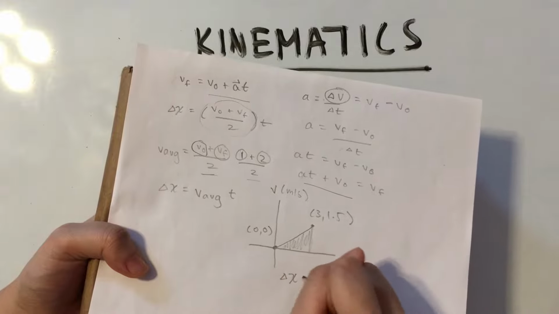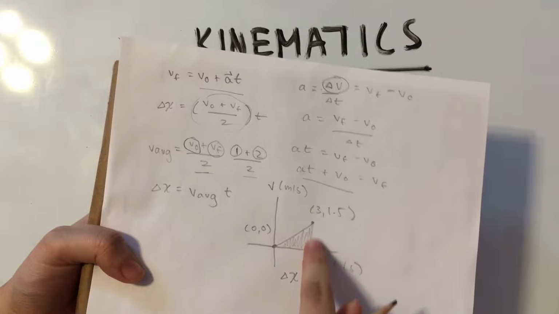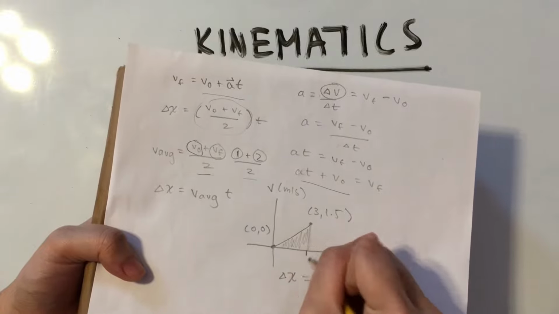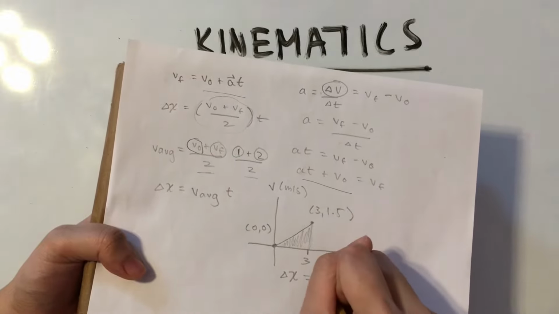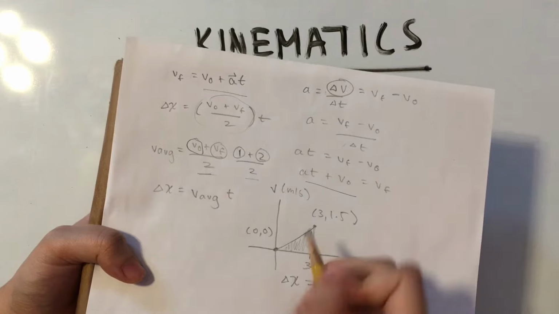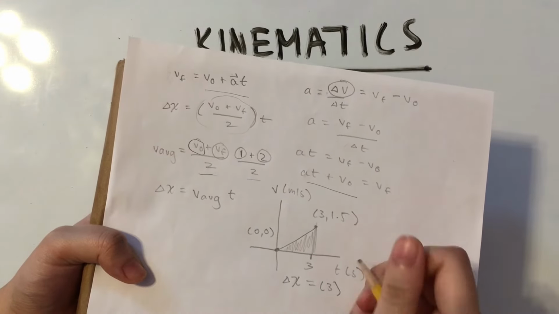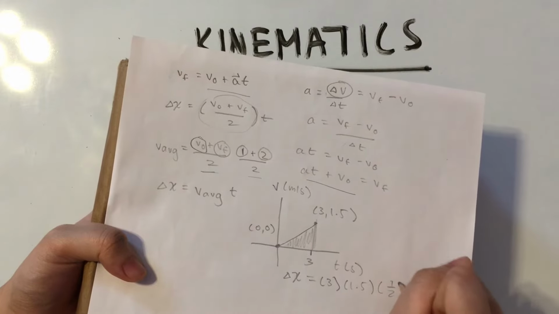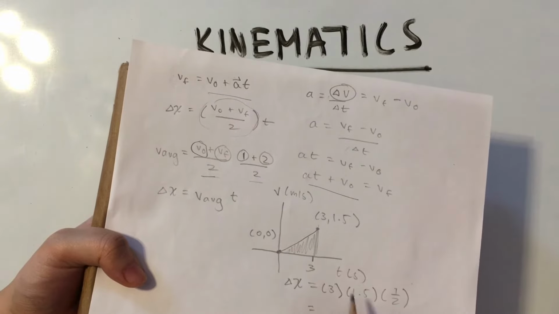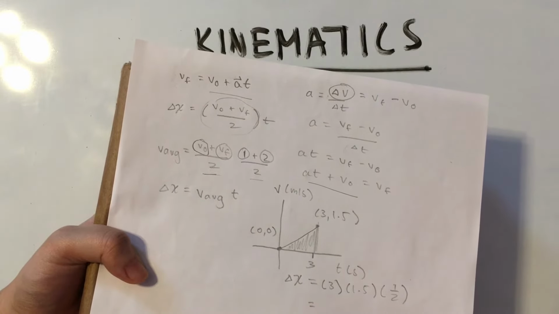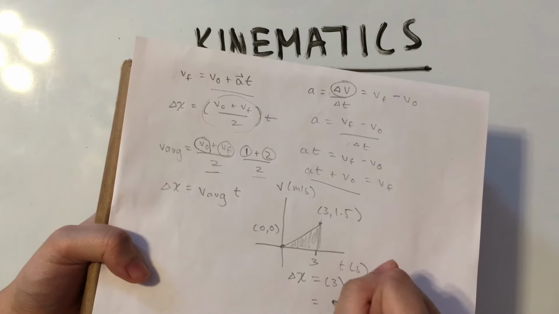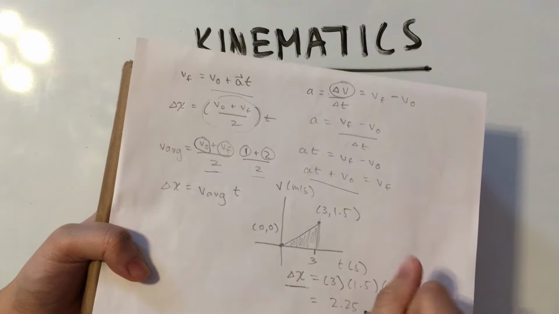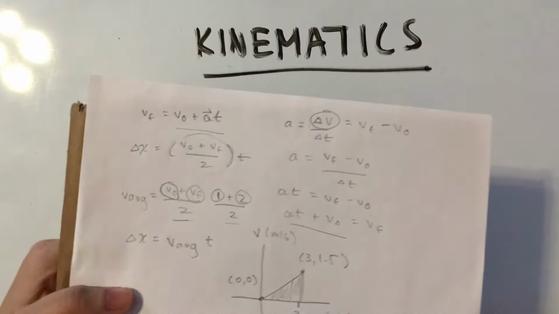So we'll say that displacement equals the base times height over 2. So this would be time equals 3 seconds. So the base is 3, and our height is 1.5, and we're multiplying that by 1/2. So 3 times 1.5 is 4.5, divided by 2 is 2.25. So our displacement is 2.25 meters.